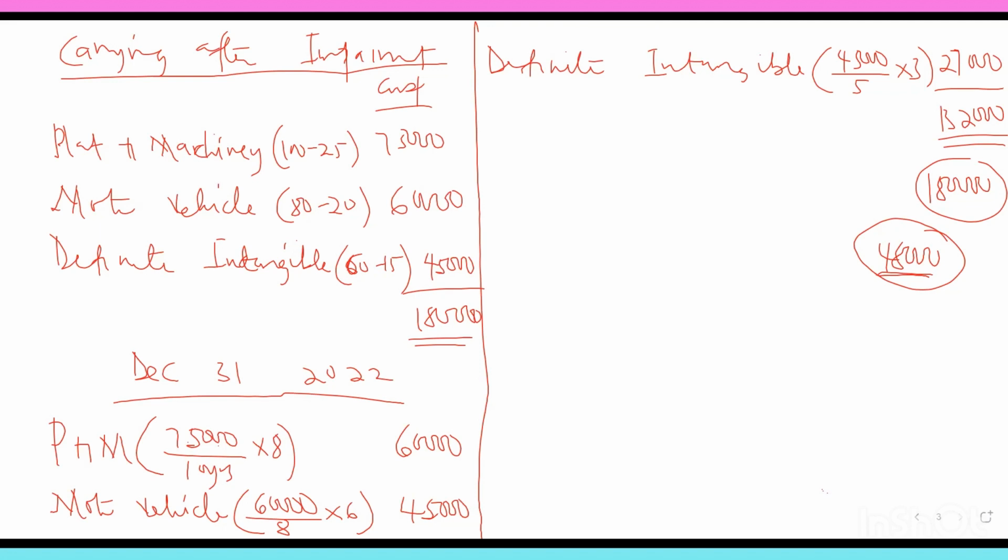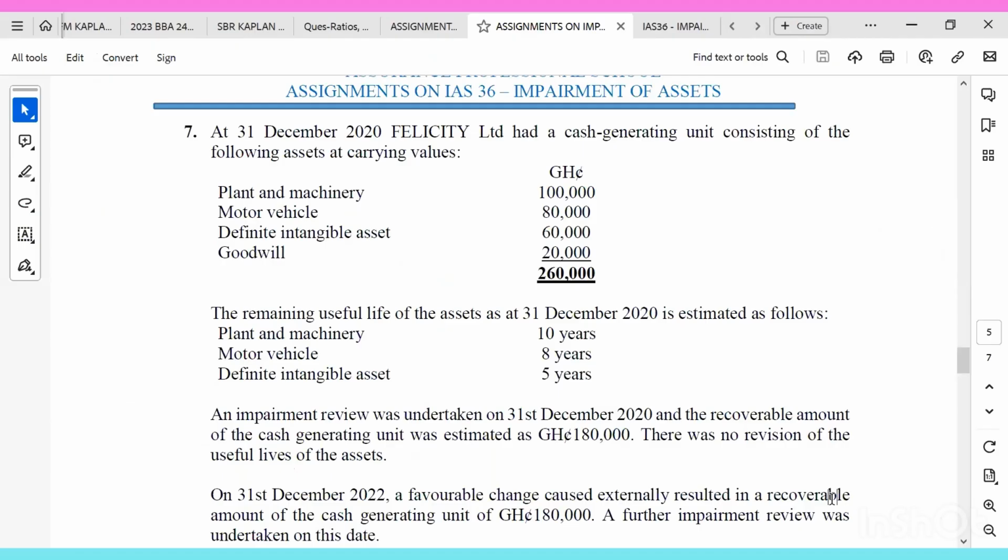That would be 100,000. Okay, the carrying value would have been 100,000, isn't it? Yes. But we are looking at the carrying value as at the date of the reversal. So what should have been the carrying value in 2020? It should have been maybe 80,000, isn't it?